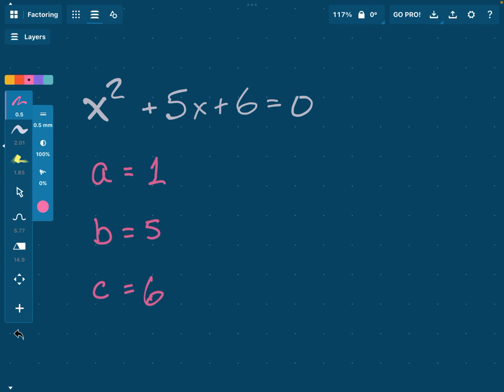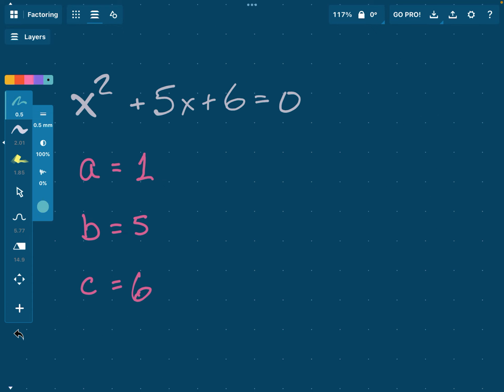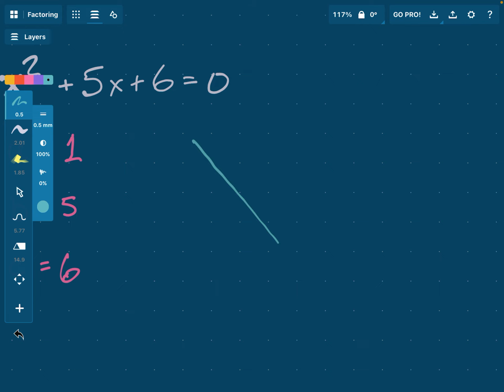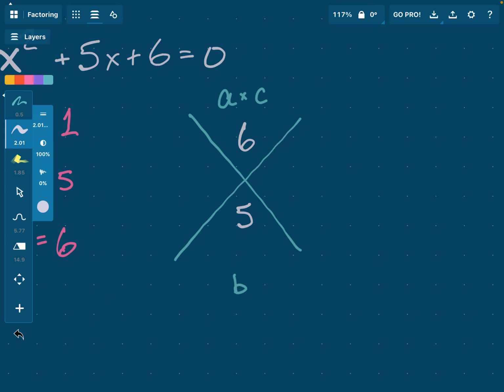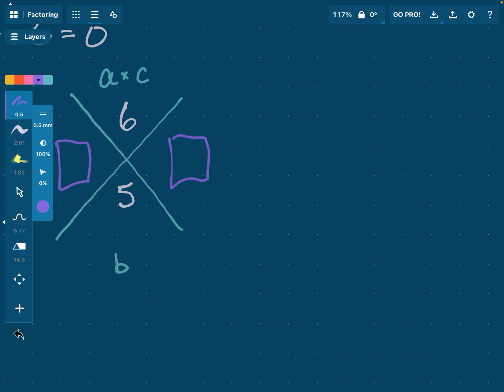So in this method of solving for the roots, what we do is we take a large x, and in the top we look at what a times c is, and in the bottom we look at what b is. So here a times c is 6 and b is simply 5. Now what we want to do is come up with a number here and here that's going to multiply to 6 but add to 5. So let's go ahead and look at an example of what that means.